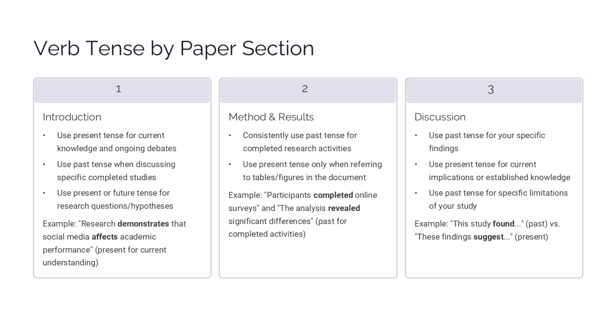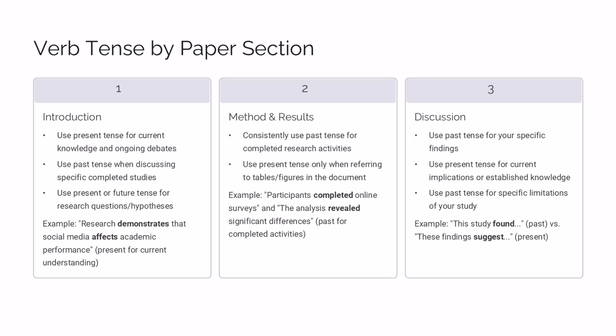When discussing limitations in your discussion section, use past tense for specific limitations of your completed study and present tense for ongoing limitations in the field. "This study was limited by its small sample size" refers to your specific research, while "current research lacks longitudinal data on social media effects" refers to ongoing field limitations.